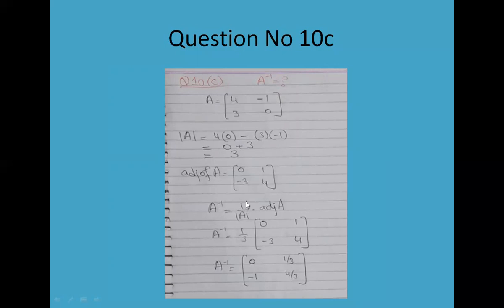The formula for A inverse is 1 by the determinant of A into the adjoint of A. So just put the values here. A inverse is equal to 1 by 3 into the adjoint. You can leave the answer like this, or you can bring this 1 by 3 inside. If you bring it inside, it will be 0, then 1 by 3 multiply 1, it will be 1 by 3. 1 by 3 multiply -3, the 3 cancels, -1. 1 by 3 multiply 4, it will be 4 by 3. So this is how you will do question number 10 and its C part. This is how you will find the inverse of a 2 by 2 matrix.